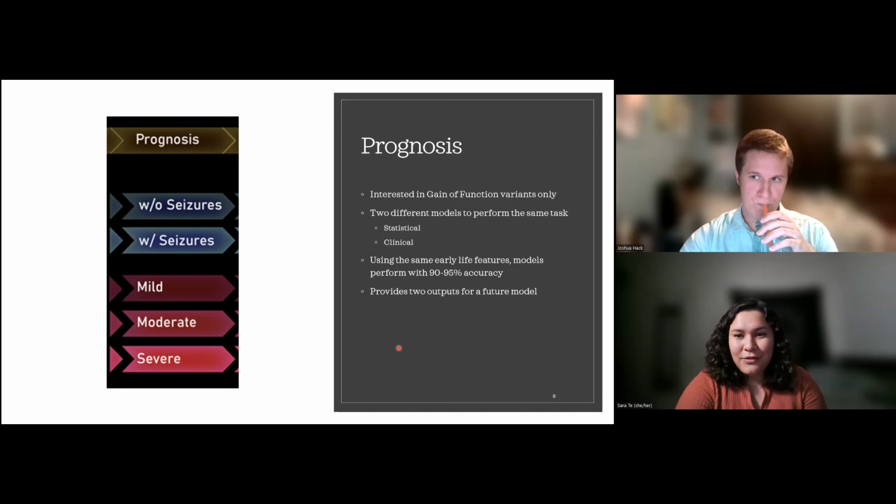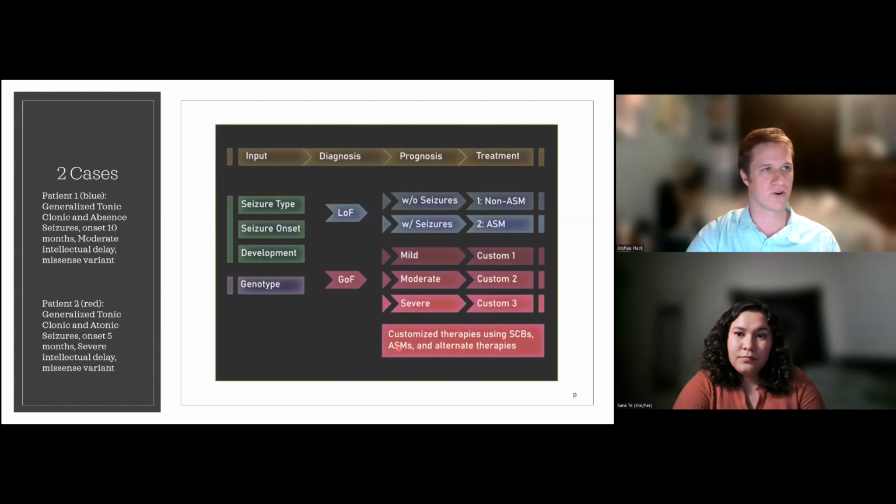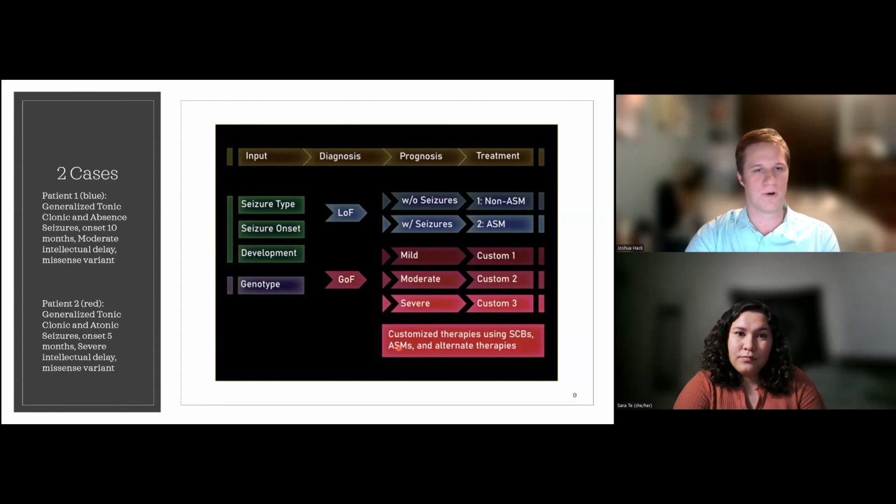Wow, that's amazing. So then putting all of this together, do you have some examples of what this whole process would look like? Yeah, so here, for the sake of keeping it simple, we'll provide 2 general cases. Patient 1 will be tracked in blue across our pipeline, and patient 1 will have experienced generalized tonic-clonic seizures and absent seizures with an onset of around 10 months, moderate intellectual disability, and a missense variant. Patient 2 will have a similar profile with generalized tonic-clonic seizures and atonic seizures, but the seizure onset will be at 5 months, and severe intellectual delay, also with a missense variant.